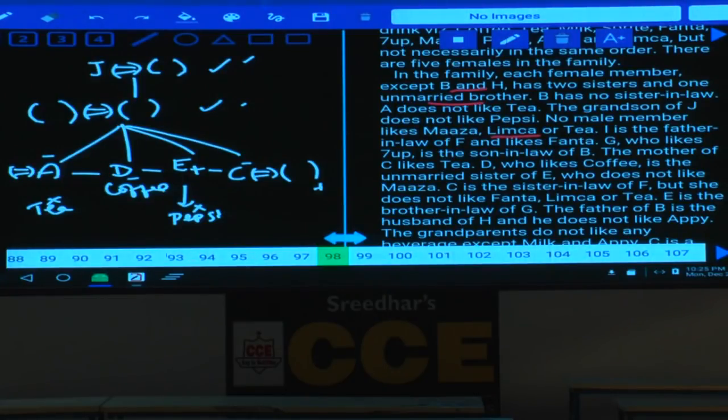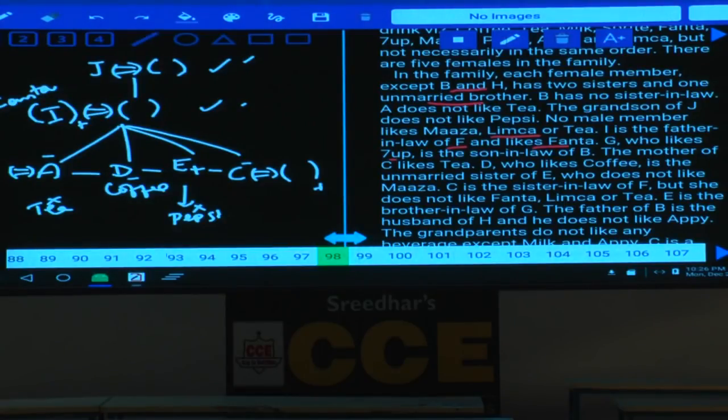I is the father-in-law of F. As I is the father-in-law of F, I must be male and likes Fanta. Can we take I here at this place or not? I is the father-in-law because F and G come into the third generation. Hence I is the father-in-law and likes Fanta.